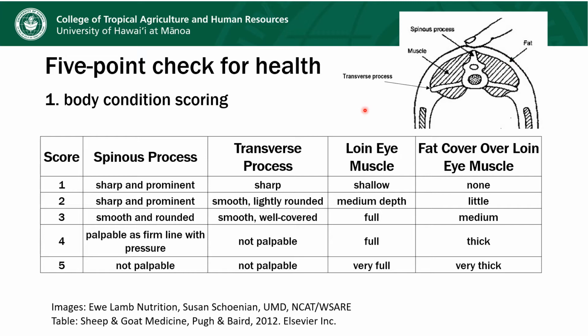I've included here a table that describes the key features at every body condition score, with 1 being an emaciated animal, all the way to 5, which is an obese animal. And in the slides that follow, I'm going to show you a couple of pictures for some reference. Depending on the animal's stage in the reproductive or production cycle, you generally expect them to be between 2.5 and 4.